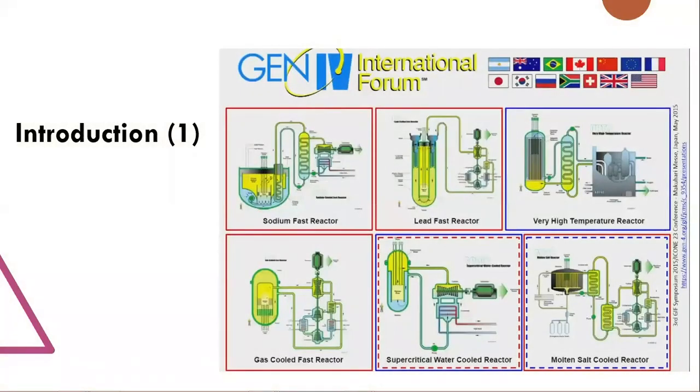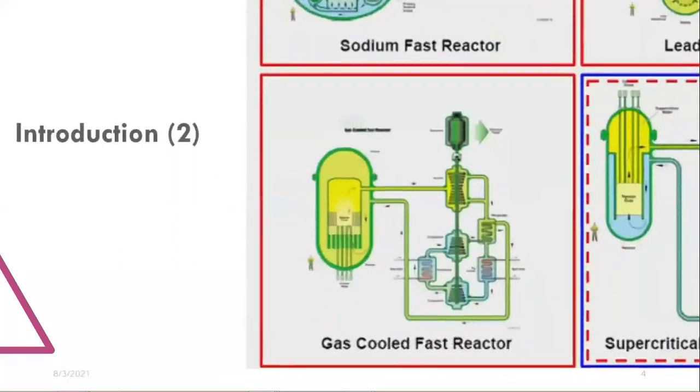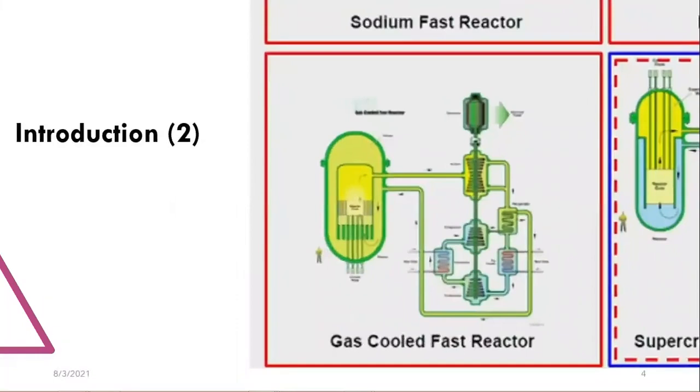We start with understanding the candidates of nuclear reactor generation 4. There are 6 candidates of nuclear reactor generation 4. These are sodium fast reactor, lead fast reactor, very high temperature reactor, gas-cooled fast reactor, supercritical water-cooled reactor, and molten salt-cooled reactor. In this research, we focus on the gas-cooled fast reactor.